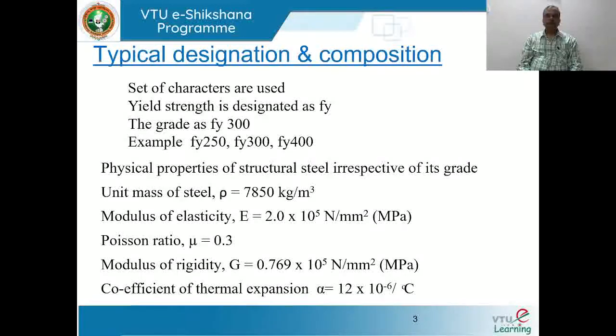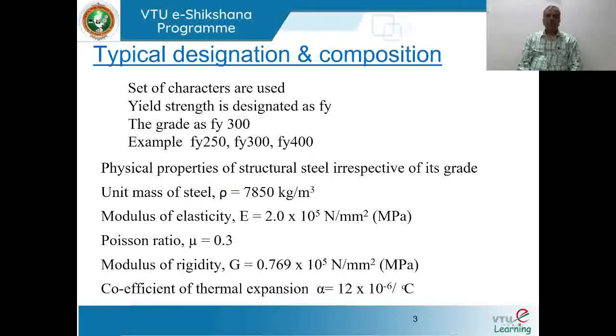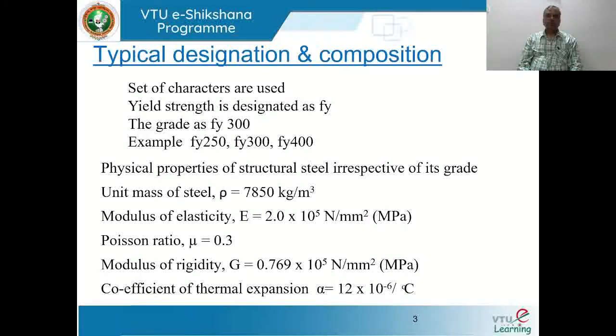concrete. The modulus of elasticity E is equal to 2 into 10 to the power of 5 newton per mm square. It's also called megapascal, or 210 gigapascal. The Poisson's ratio of the material is 0.3, and of course it varies depending on the grade of steel, 0.25 going up to 0.3, and generally for all calculation it is taken as 0.3.